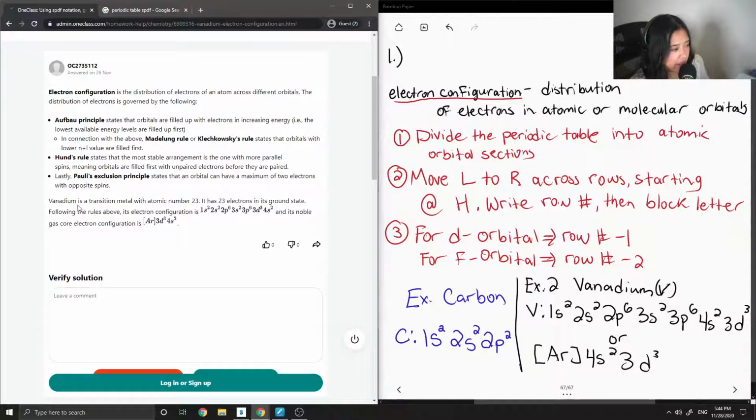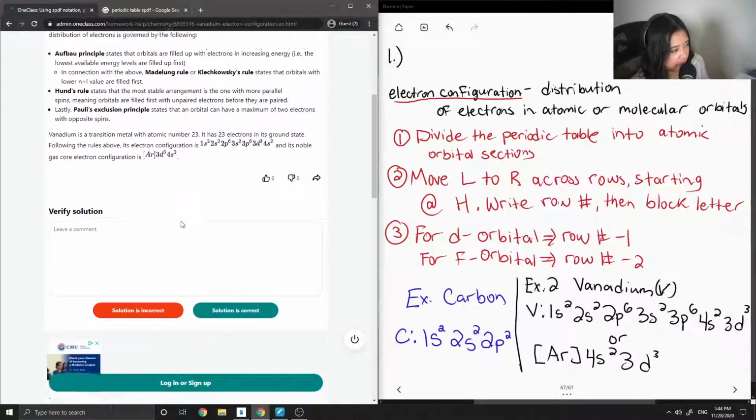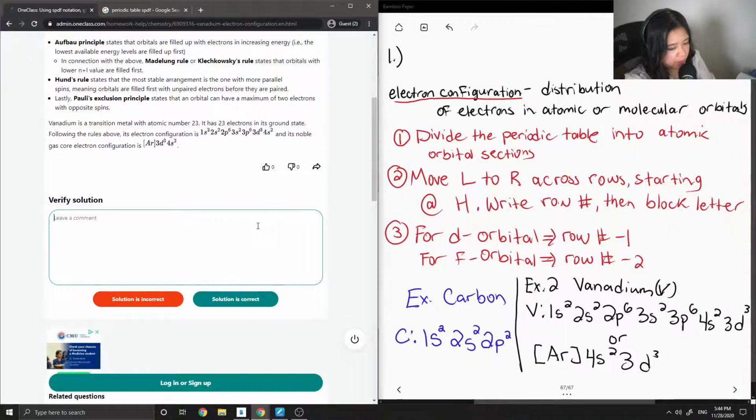Vanadium is a transition metal with atomic number 23. It has 23 electrons in its ground state. Following the rules above, its electron configuration is 1s2, 2s2, 2p6, 3s2, 3p6, 3d3, 4s2, and its noble gas core electron configuration is argon 3d3, 4s2. So some people write the 4s2 before the 3d3, but I've seen it being written both ways. But this solution is correct.